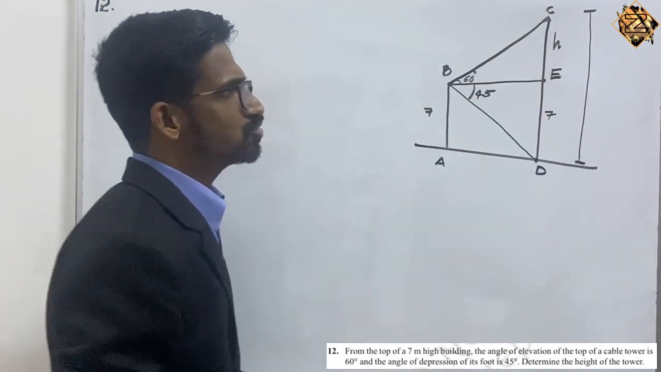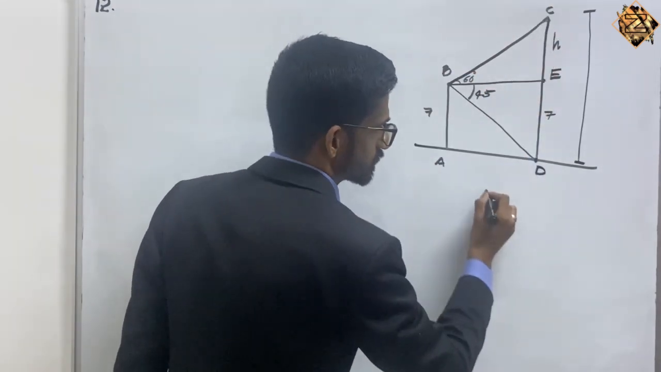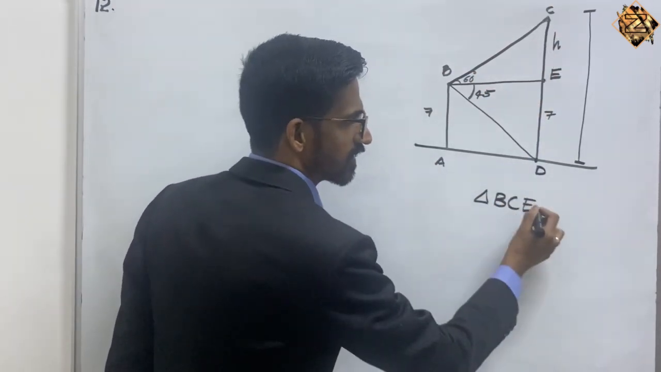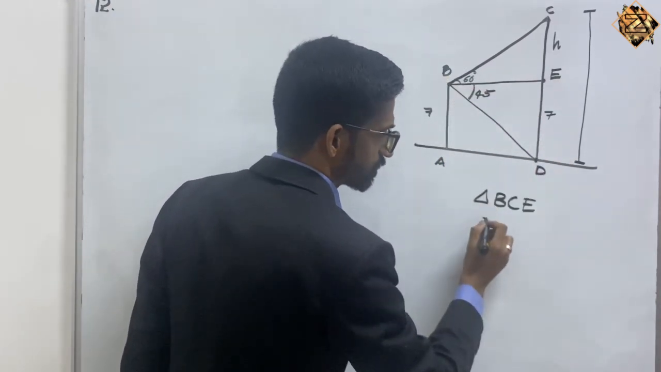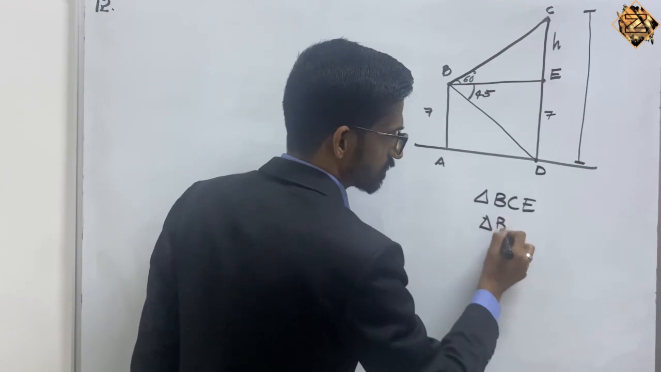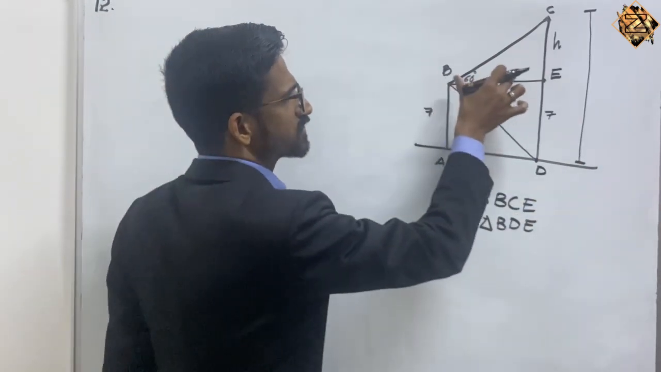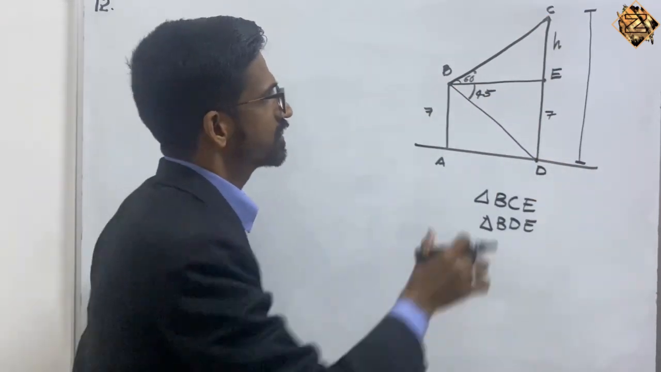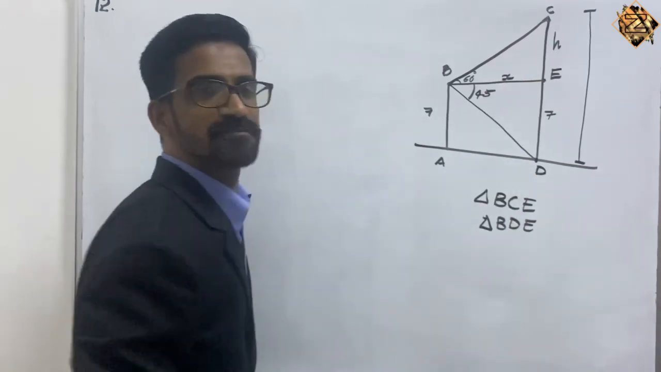Okay. Now we have two triangles. Let's consider triangle BCE and triangle BDE. In both the triangles, triangle BCE and triangle BDE, the common side is BE, isn't it? So that common side we can take as X.